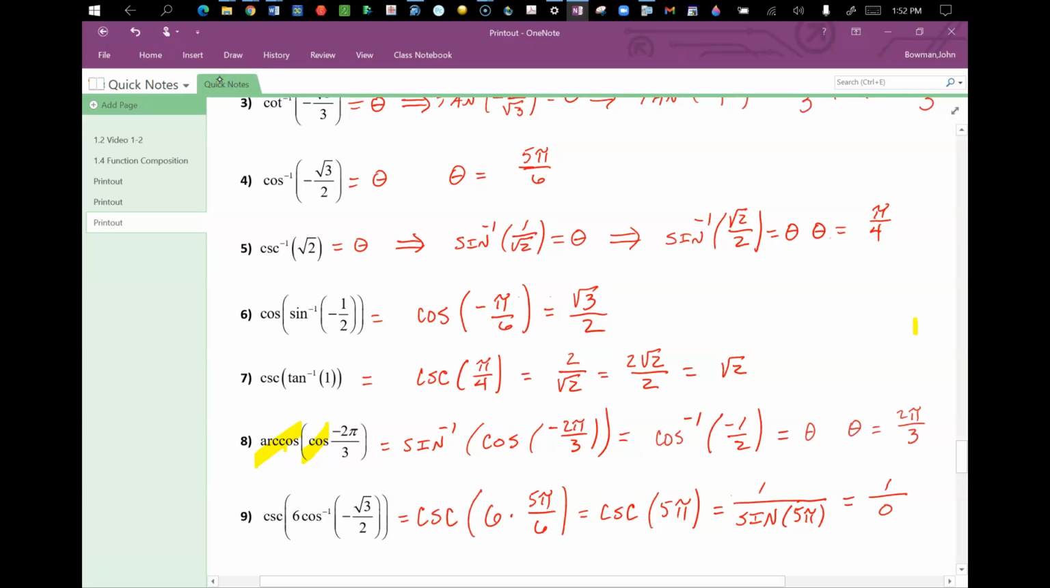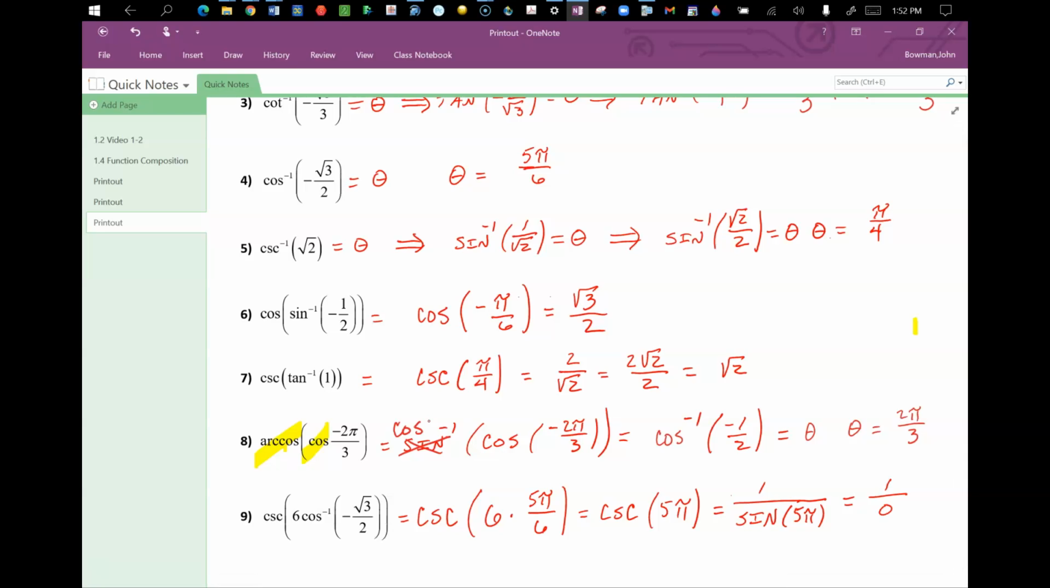And the reason for that is that the inverse cosine will only give you an answer in the first or the second quadrant, and negative 2 pi over 3 is in the third quadrant. So I see I have a mistake here. I'm going to fix that right now as we work through this. This should say cosine inverse of cosine of negative 2 pi over 3.